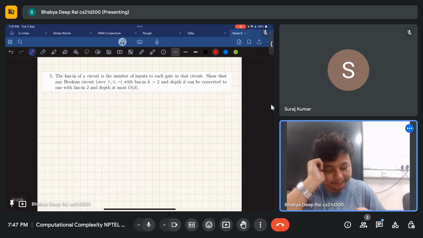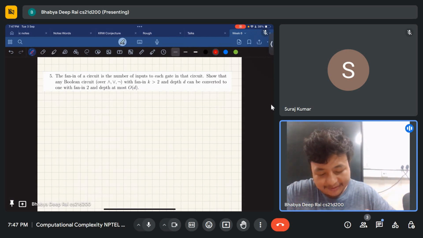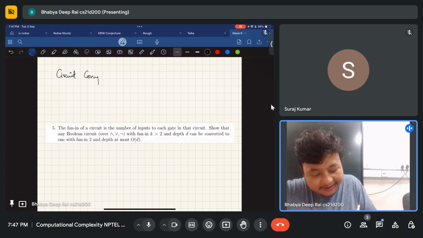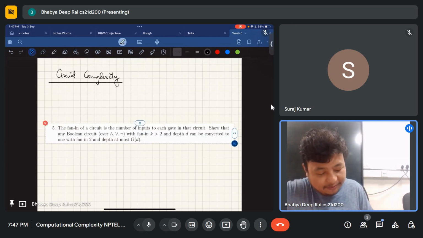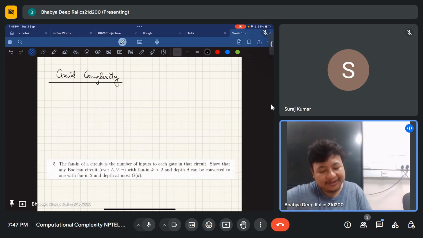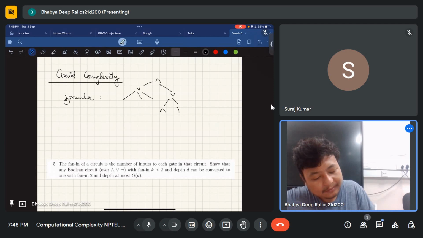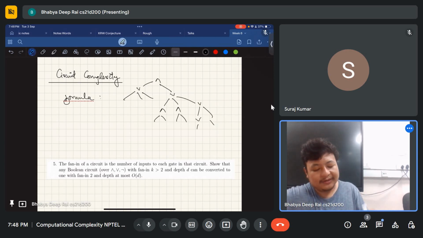Moving on, let's quickly go to circuit complexity, and we'll quickly wrap up this session. This week's content is just an introduction to circuit complexity. It's not very dense, so I'm just doing a simple question here. A formula can be written as follows, as we already saw, and so on. So this is a formula. I can write it as an expression, but I can also write it as a tree.